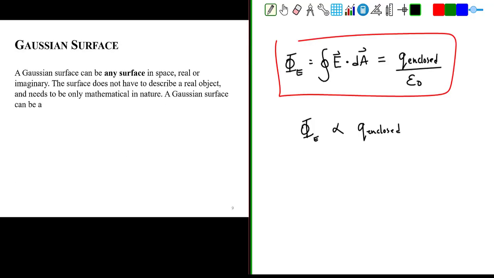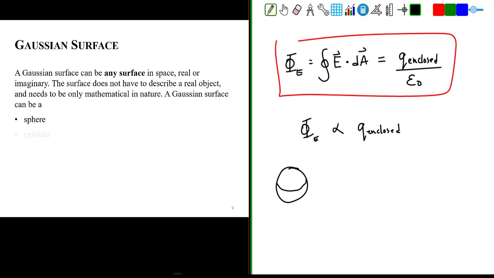So in talking about Gauss's law, we have to talk about Gaussian surfaces. Now, don't let that fancy phrase fool you. A Gaussian surface can be any surface in space, real or imaginary. The surface doesn't have to describe a real object and needs to be only mathematical in nature. For example, a Gaussian surface can be a sphere. Spheres can be described mathematically.